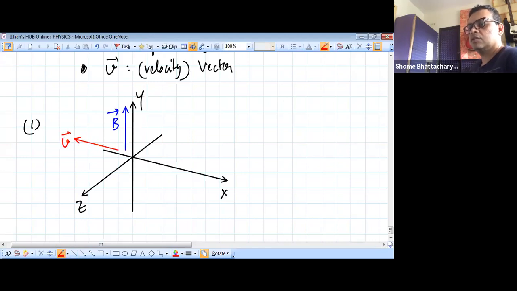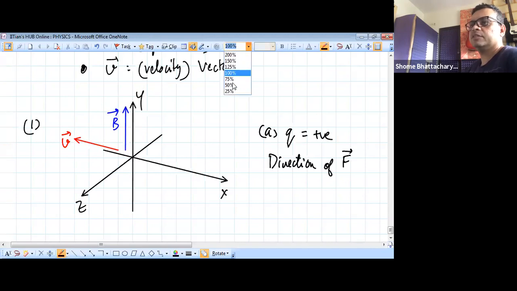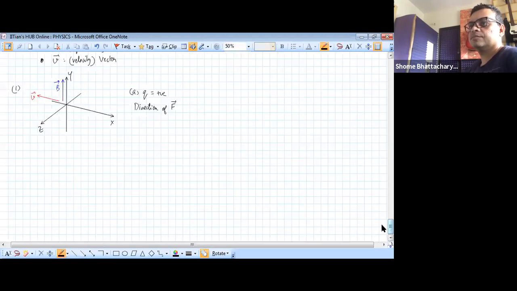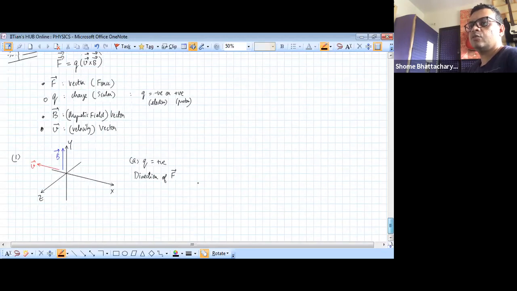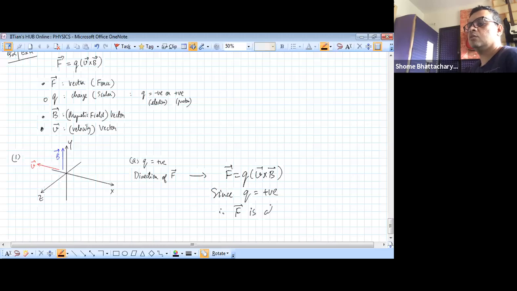So B is like this, whereas in case A, Q is positive. So what about the direction of F? Let's get back to the relationship between force, charge and velocity, which is this. Since Q is a positive quantity, therefore force is along the direction of V cross B.